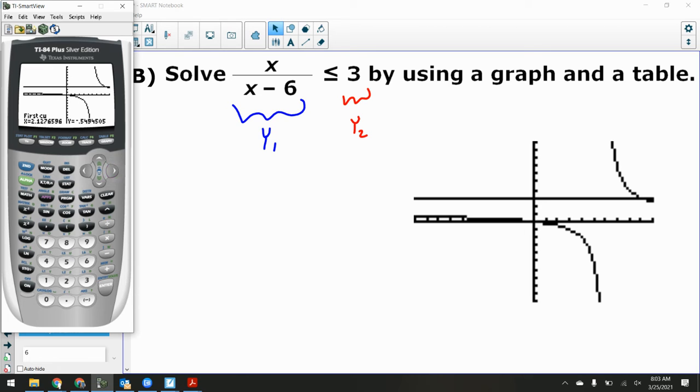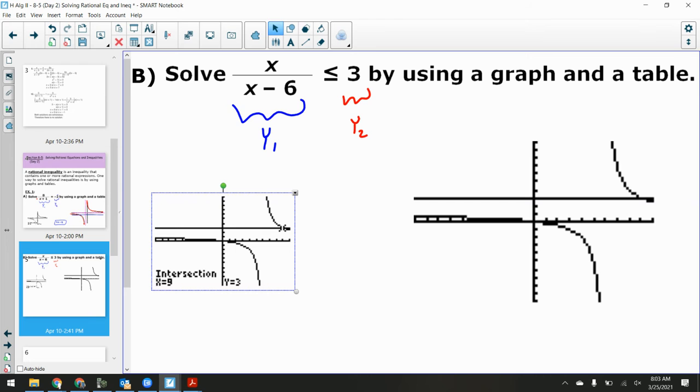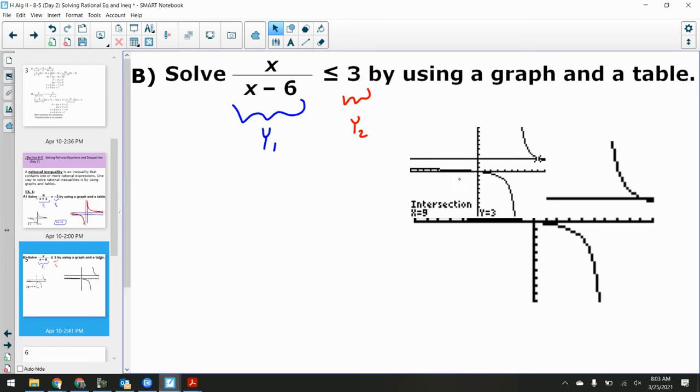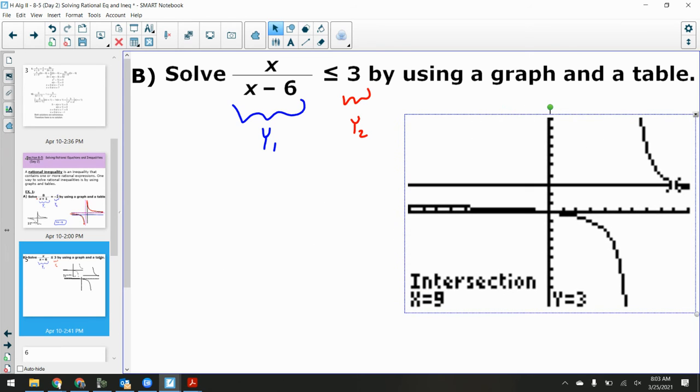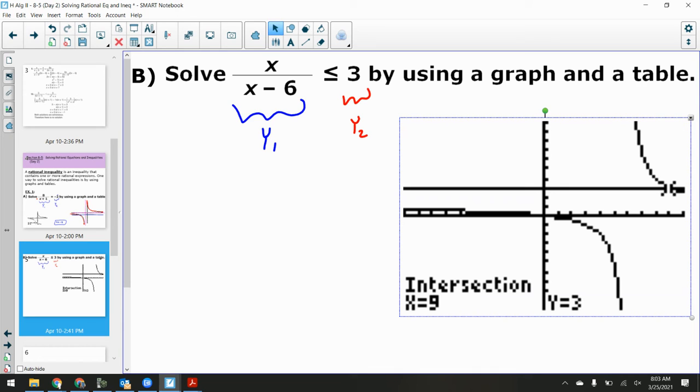I have to scroll my cursor all the way till I get on that other branch. There it is. And I see my intersection point at 9, 3. I'm just going to replace this one here. I see it at 9, 3 over there.